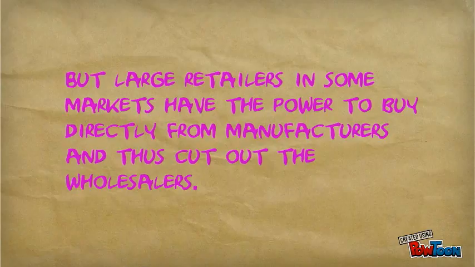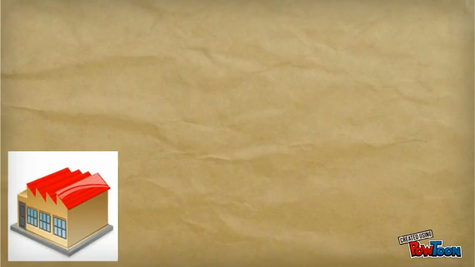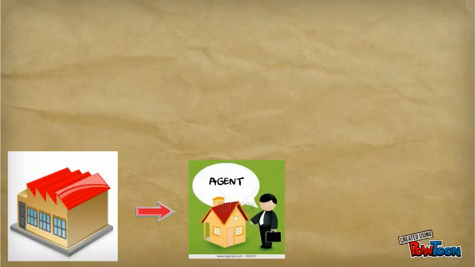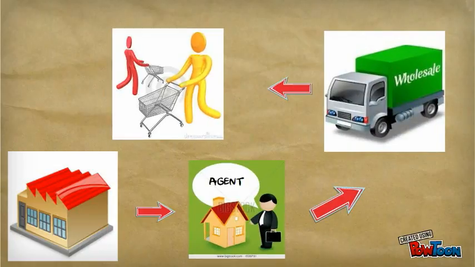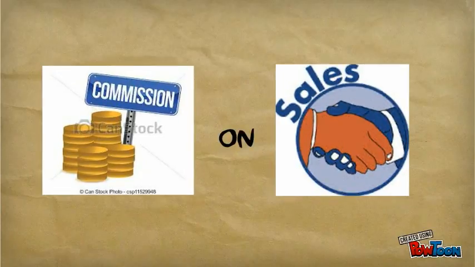The last option under this channel is from manufacturer to agent to wholesaler to retailer to consumer. A company uses this channel when it enters international markets. The agent contacts wholesalers in the foreign market and receives commission on sales. Companies want to sell to a larger number of customers and hence are increasingly using multiple channels to distribute their products.